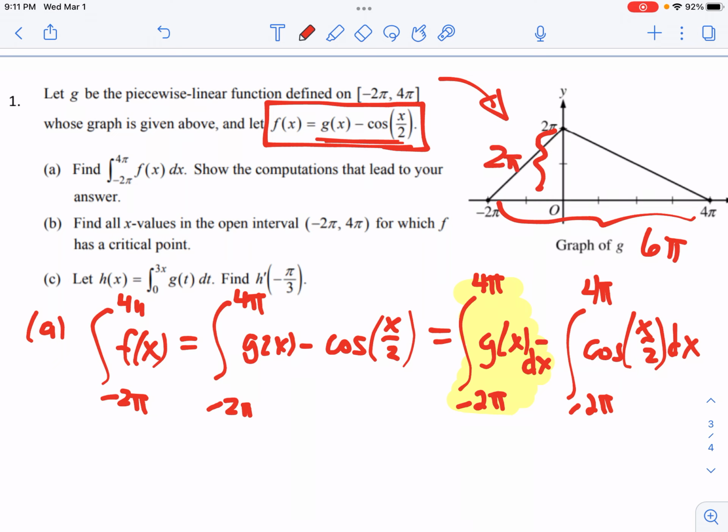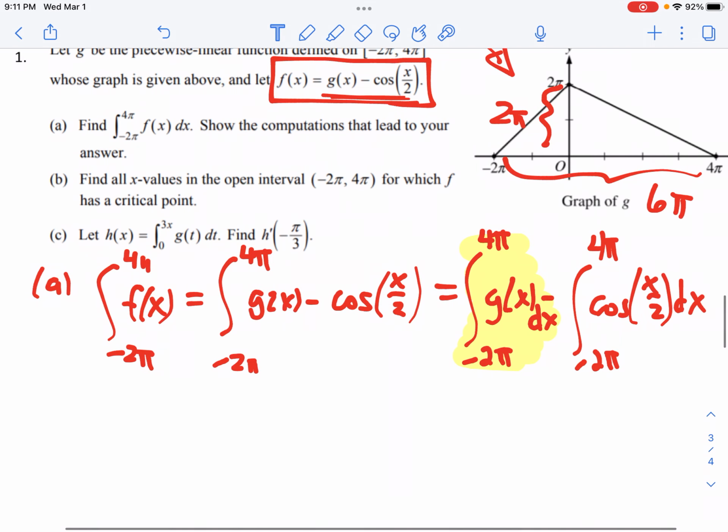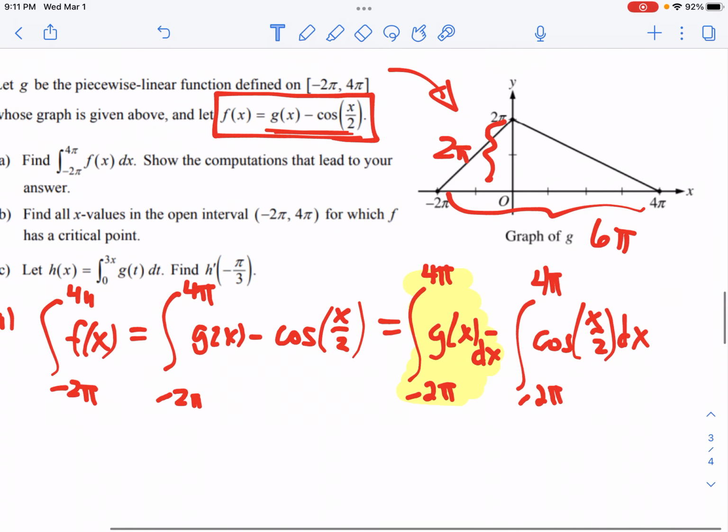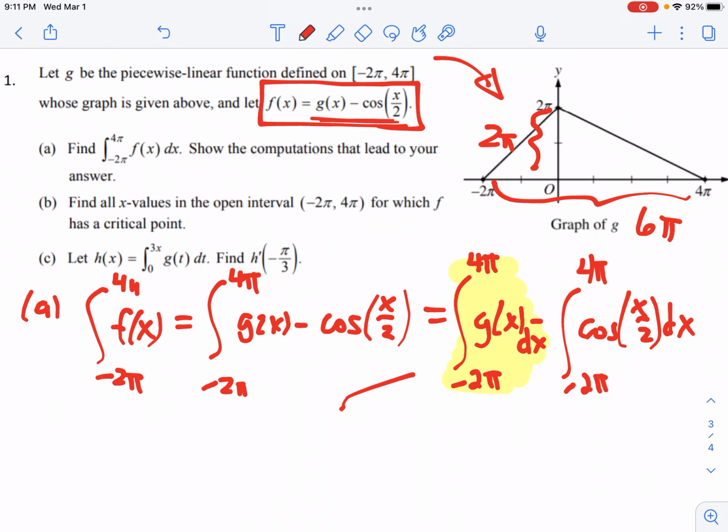The area is going to be 1/2 base times height. 1/2 base 6 pi times height 2 pi. We are looking at 6 pi squared for that part.